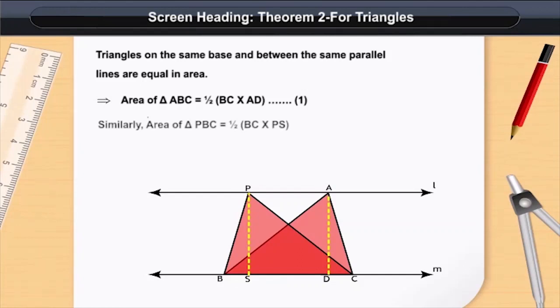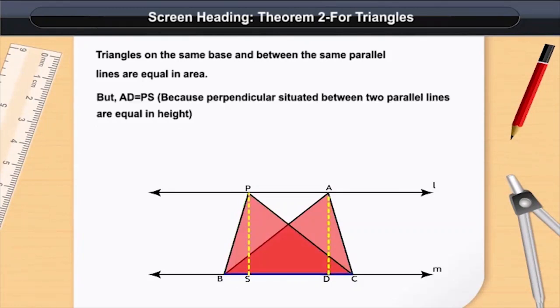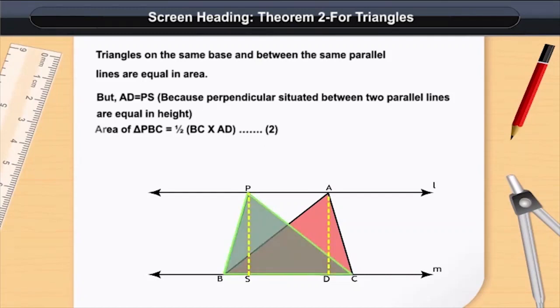Similarly, area of triangle PCB is equal to half of the product of BC and PS. But AD is equal to PS. Perpendiculars between two parallel lines are equal in height. Therefore, area of triangle PBC is equal to half into within brackets BC multiplied by AD. Suppose this is equation number 2.